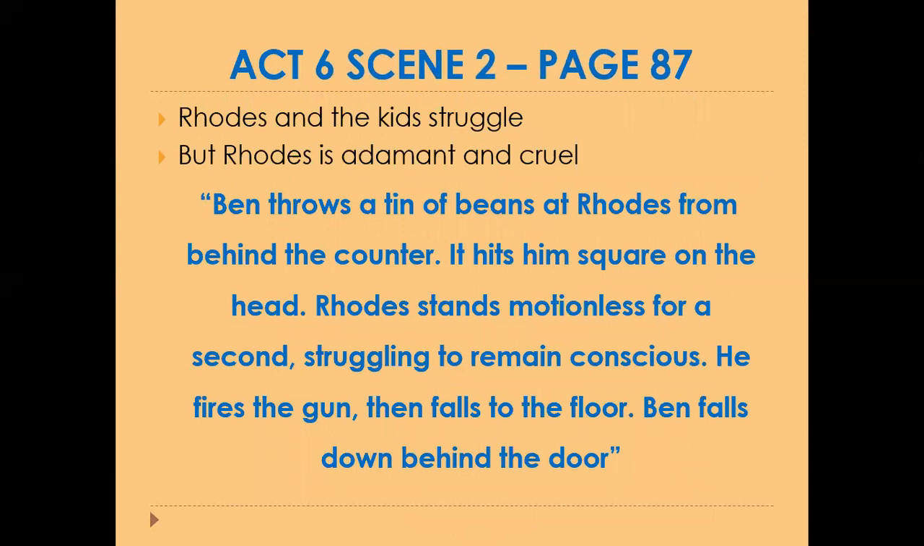As the scene moves forward, we see that Rhodes and the kids struggle. They are helpless, but they try to save themselves through dialogue. But Rhodes is not ready. He is adamant and cruel. And this is how the author describes Ben's death to us. Ben throws a tin of beans at Rhodes from behind the counter. It hits him square on the head. Rhodes stands motionless for a second, struggling to remain conscious. He fires the gun, then falls to the floor. Ben falls down behind the door. And we see that this is the end of both Rhodes and Ben in the play.